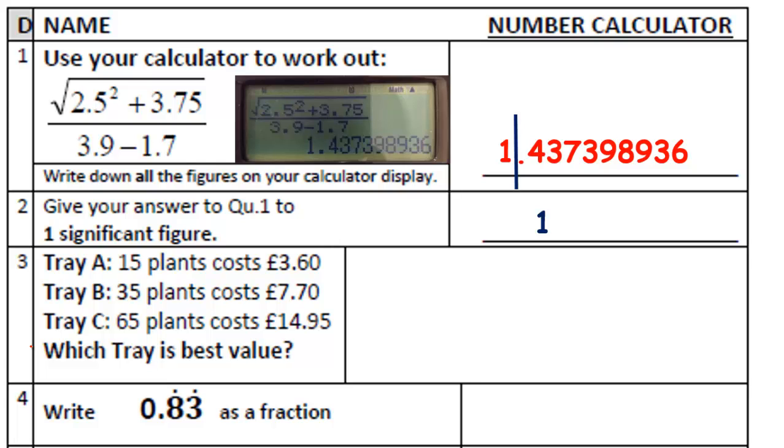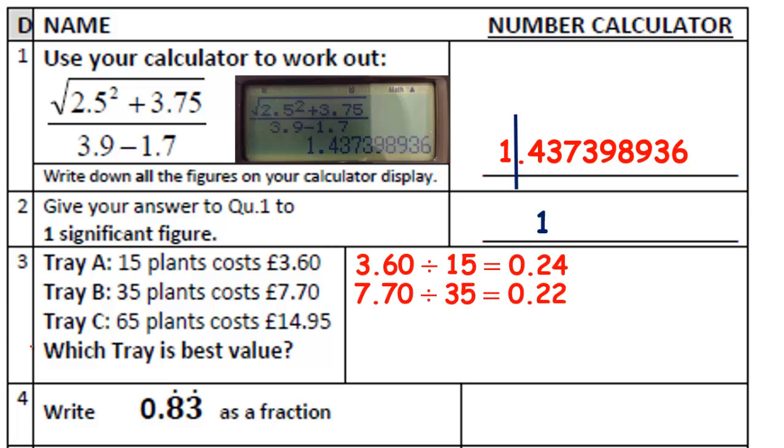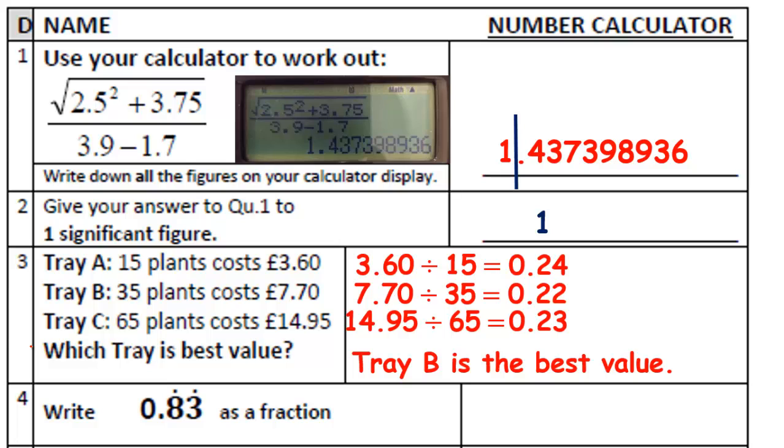Question 3, I need to work out the cost of one plant. So £3.60 divided by 15, £7.70 divided by 35, and £14.95 divided by 65, and I can compare those values, and in this case 22 pence is the smallest value, or the cost of plants, so tray B is going to be the cheapest and the best value.